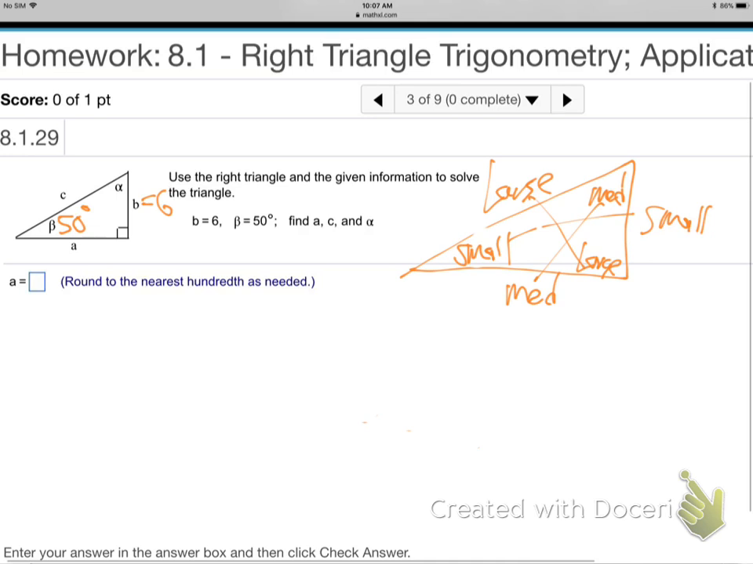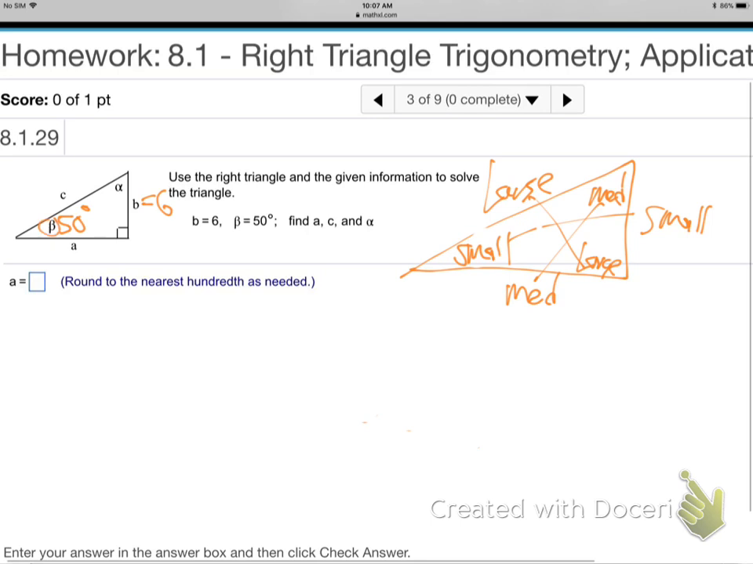Small angle, across from it, smallest side. Medium angle, across from him, medium side. Large angle, across from him, largest side. Because an angle opening affects the side opposite, right? So they go together. They're paired up. Angles and the sides across from them. So if you keep that in mind, that's what they do with the naming scheme.